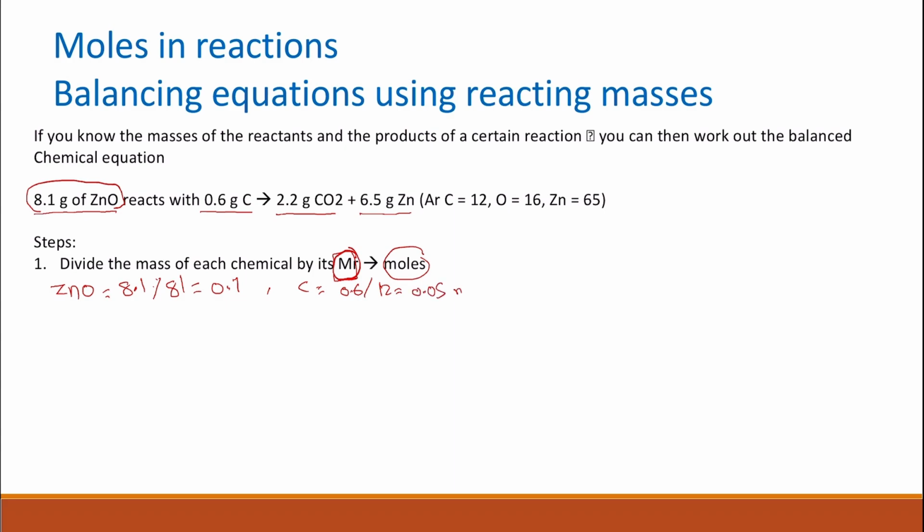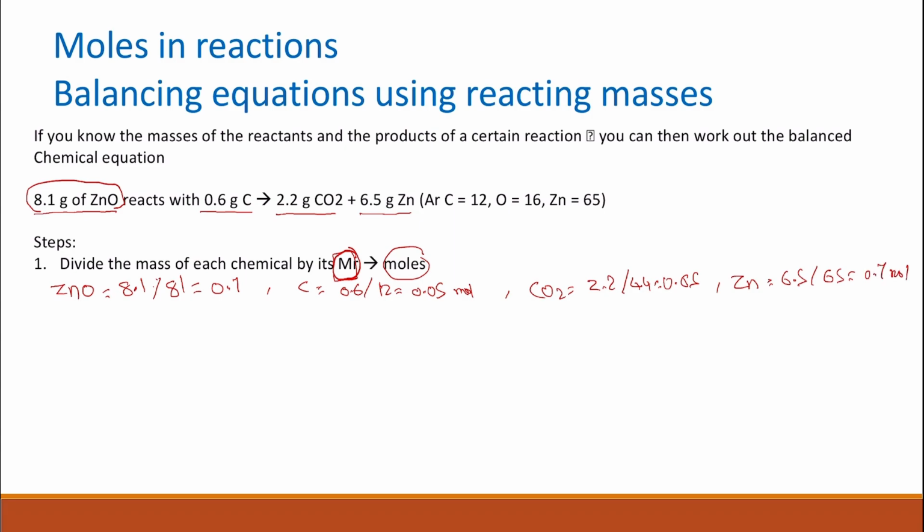0.05 moles of carbon. Moving on, for the products, we have carbon dioxide. So the number of moles of carbon dioxide produced will equal 2.2 divided by the relative formula mass for carbon dioxide, which is 44. So again, it's 0.05. And then finally, we have zinc. The number of moles of zinc is going to be the mass 6.5 divided by the relative formula mass, which is 65. So there is also 0.1 mole.